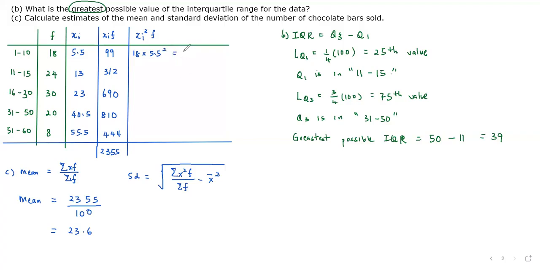Then you have 18 times 5.5 squared, and that is 544.5. Then for the second class, you have 24 times 13 squared, and that is 4056. Do the same for the rest. The third has a value of 15870. The fourth has a value of 32805. And the last class has a value of 24642.